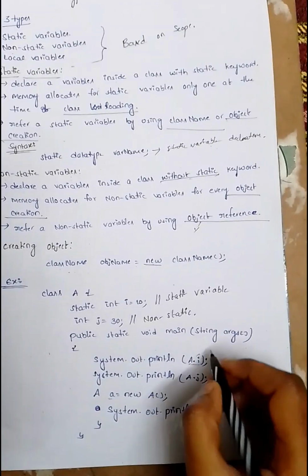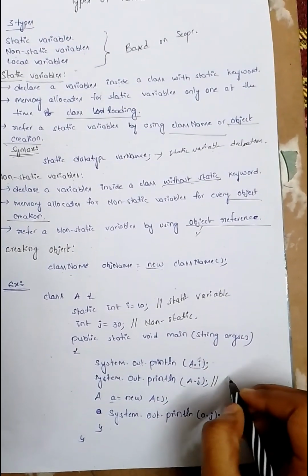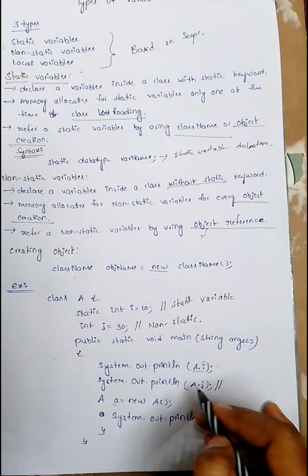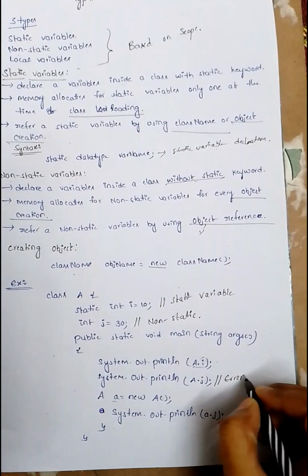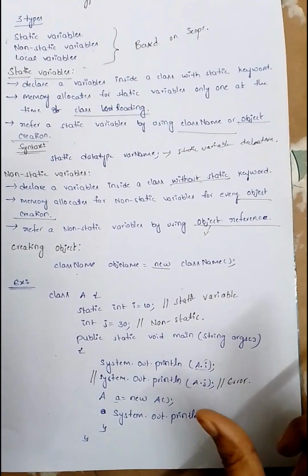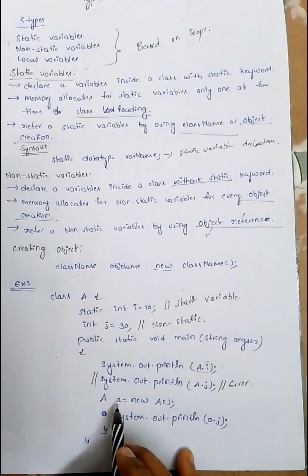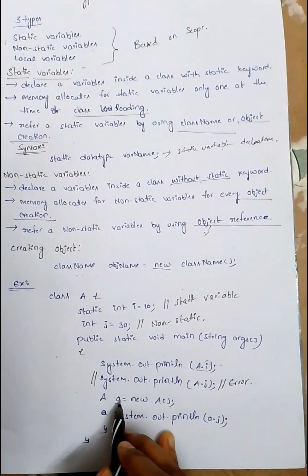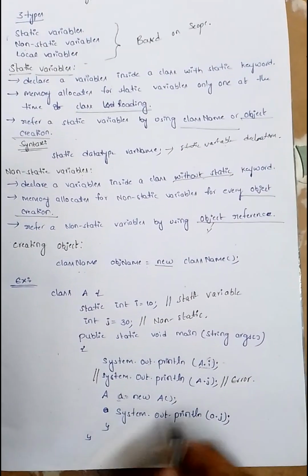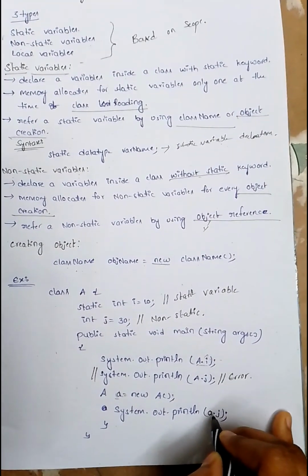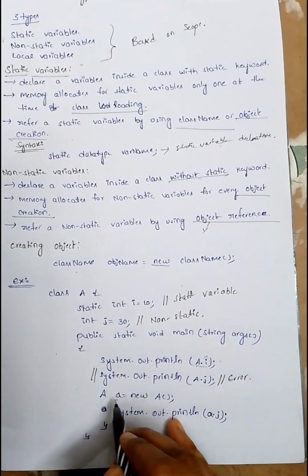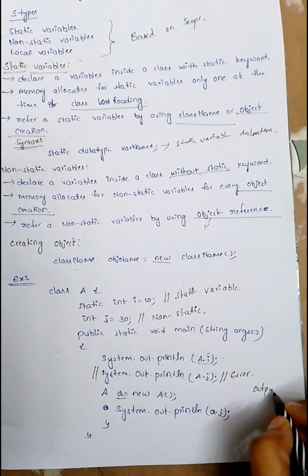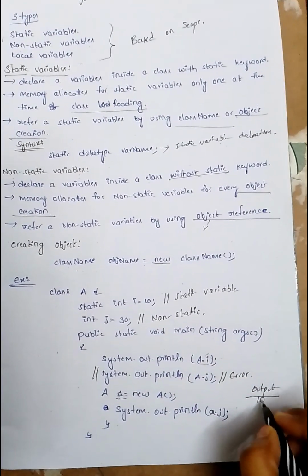static variable. Here the compiler throws an error because we cannot access a non-static variable by using the class name. We can access a non-static variable by using an object reference. Here a is the object name and A is the class name. An object is created for the class. So we access non-static variables by using an object reference. Here the output is i value is 10 and j value is 30.